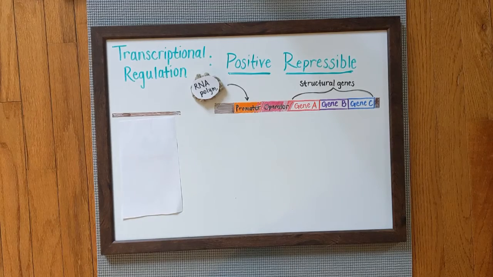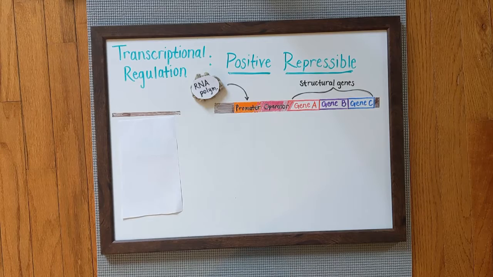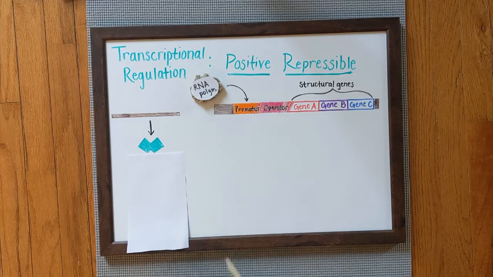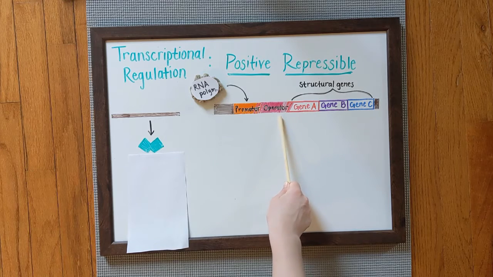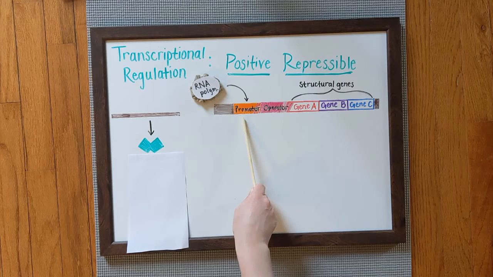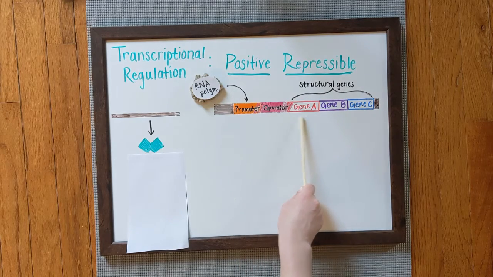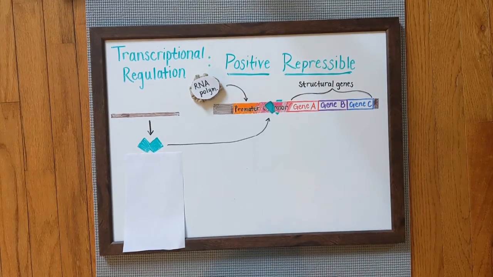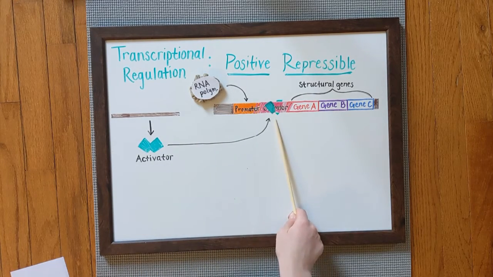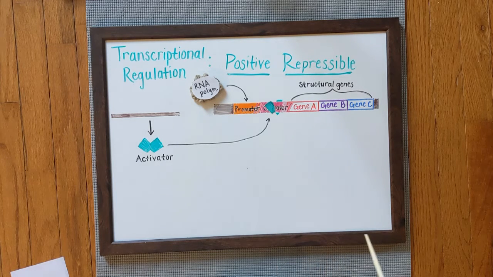In this lesson, we will be talking about the transcriptional regulation mechanism known as positive repressible. This mechanism involves a protein that binds to the operator region of a DNA strand, allowing RNA polymerase to bind to the promoter and continue transcription of the structural genes. Because this protein stimulates the transcription process, this protein is called an activator, and the region in which it binds to is known as the activator DNA binding site.